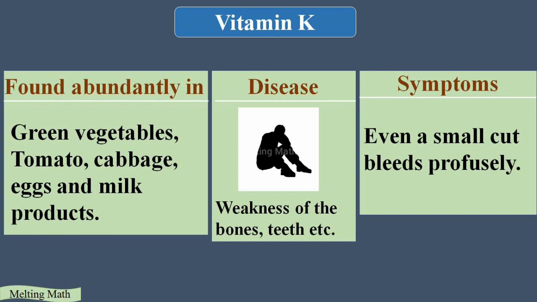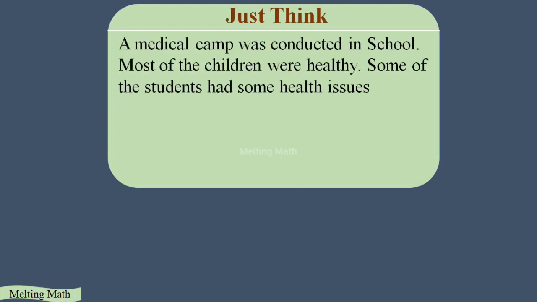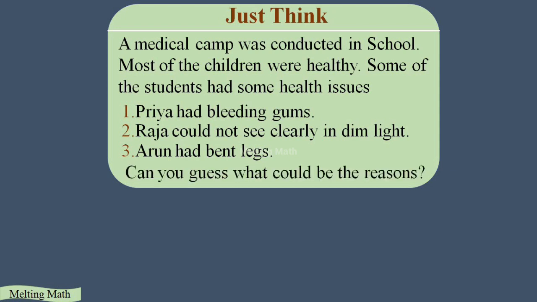Okay, that's it. Next, a medical camp, see here. They asked some questions to solve. First, a medical camp was conducted in a school. Most of the children were healthy. Some of the students had some health issues. What are the issues? Priya had bleeding gums. Raju could not see clearly in dim light. Arjun had bent legs. Can you guess what could be the reason? They asked us to find the problem of these three children.